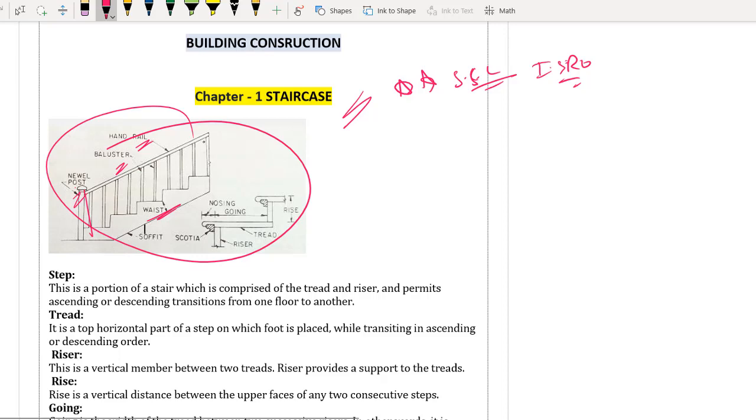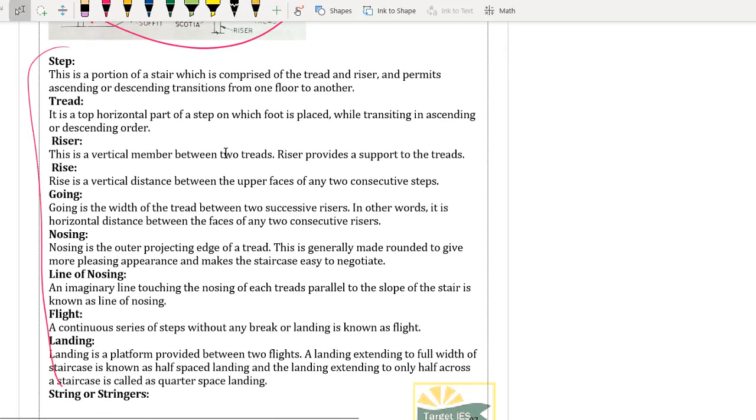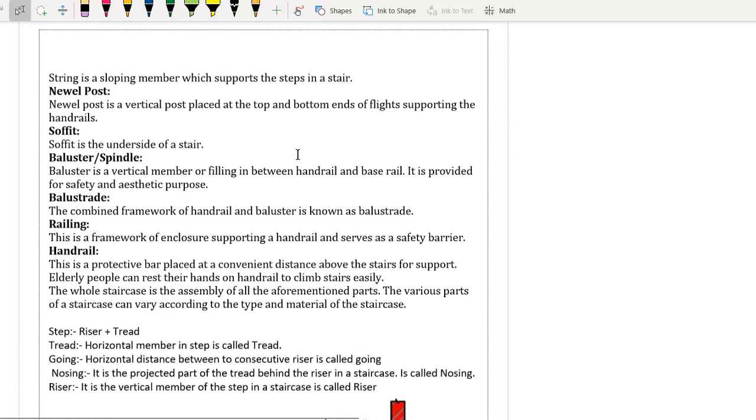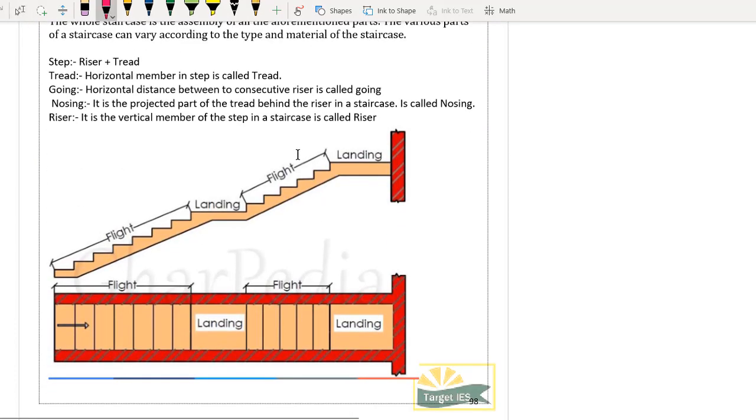Okay, so these things are very common. I have given the definitions. Once you see the definition, you will understand. I have given the diagram also. So see this diagram and read the definition, so you will easily understand.